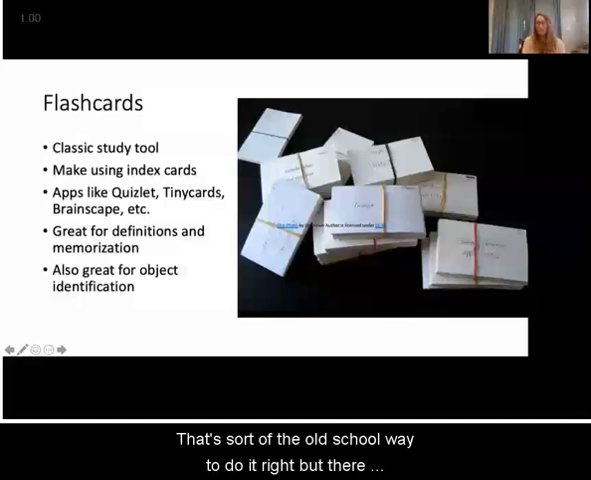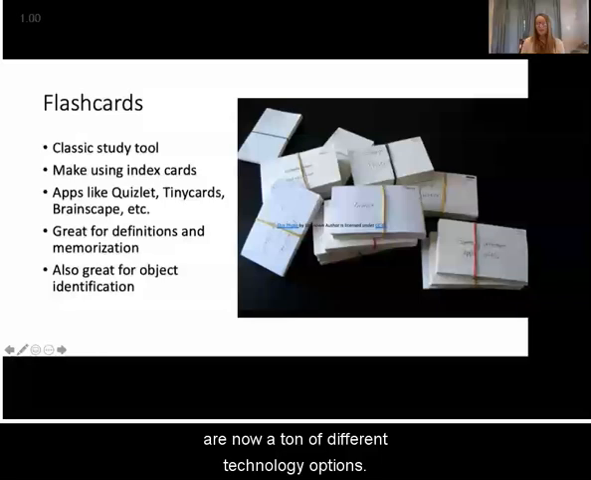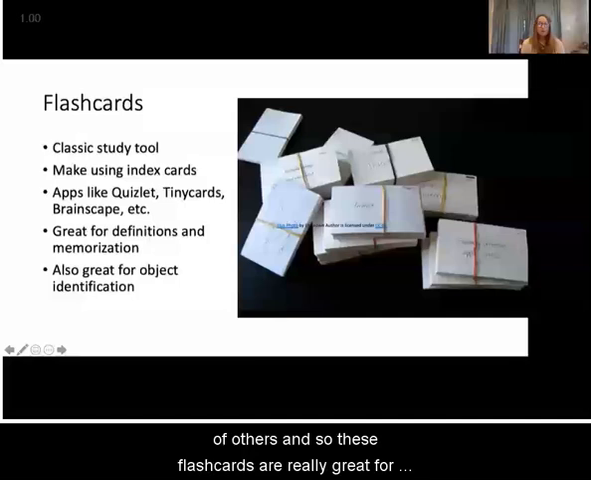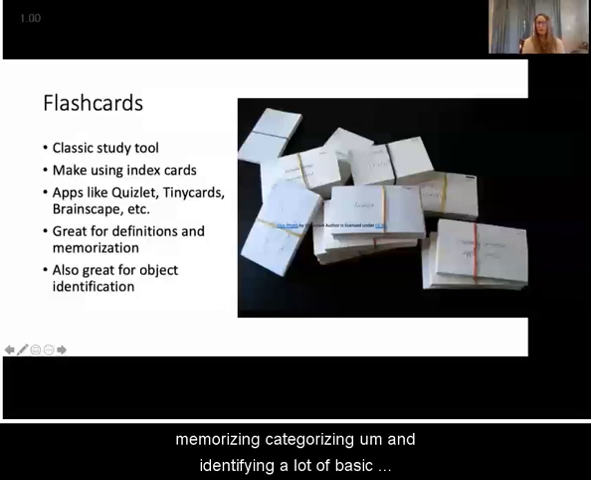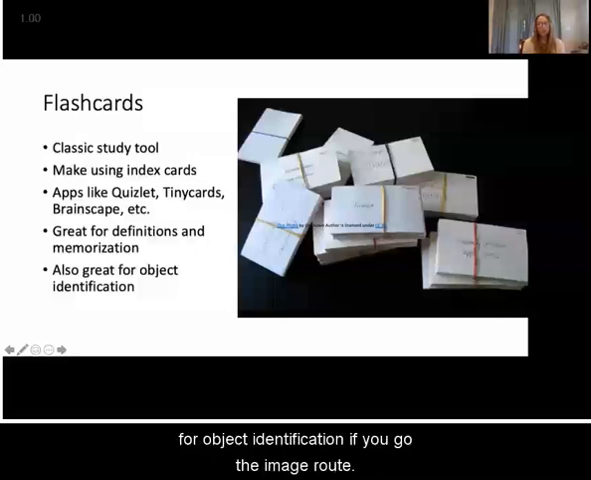But there are now a ton of different technology options to make these flashcards, including a lot of free apps like Quizlet, TinyCards, Brainscape, and a whole host of others. And so these flashcards are really great for memorizing, categorizing, and identifying a lot of basic definitions for class content. And they're also great for object identification if you go the image route.